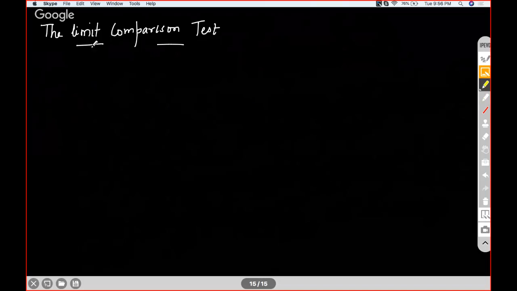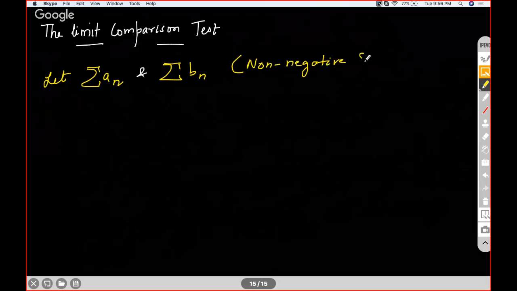What is this limit comparison test? Now listen to this very, very carefully. Let's say summation an is a non-negative series. Let's say both are non-negative infinite series, an and summation bn.